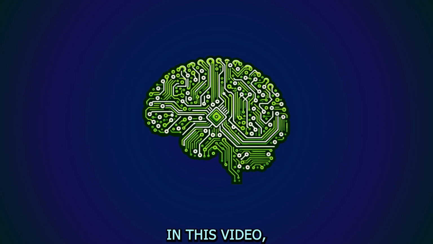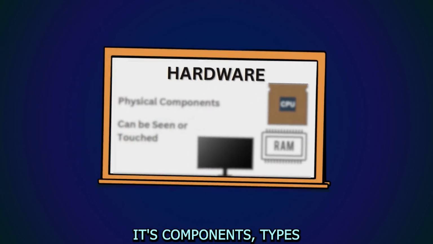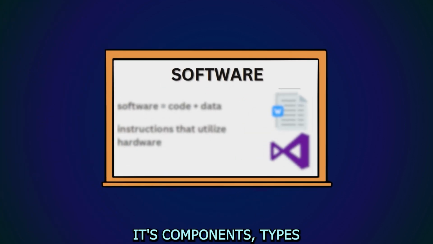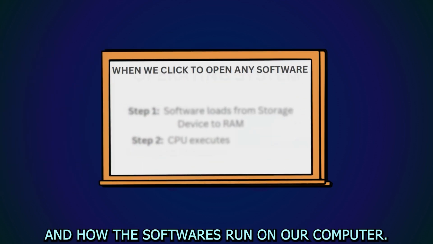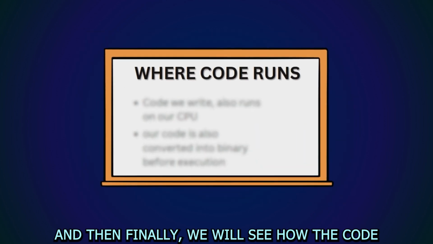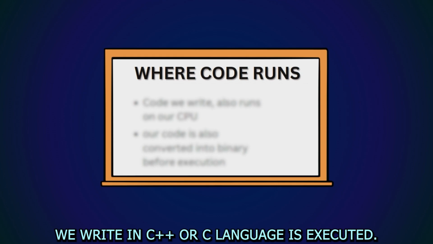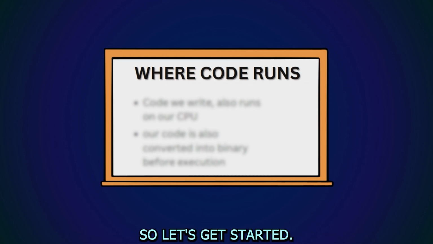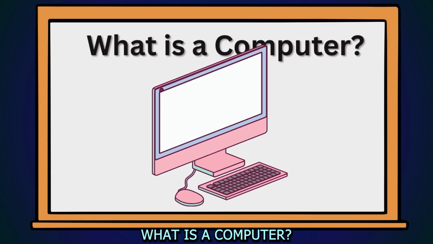In this video, we will discuss what a computer is, its components, types of software, operating systems, and how software runs on our computer. And then finally, we will see how the code we write in C++ or C language is executed. So let's get started. What is a computer?